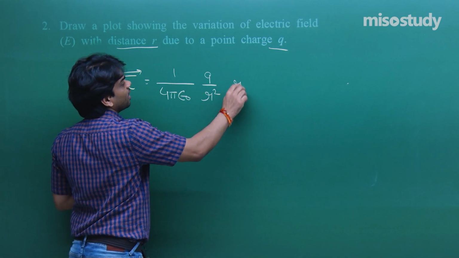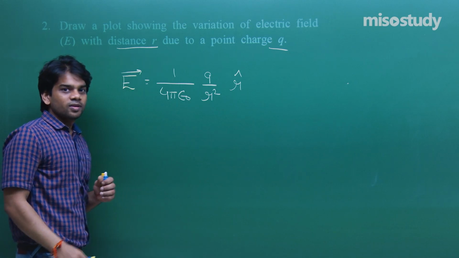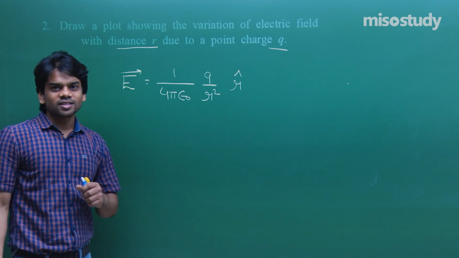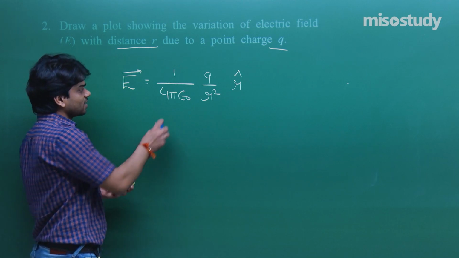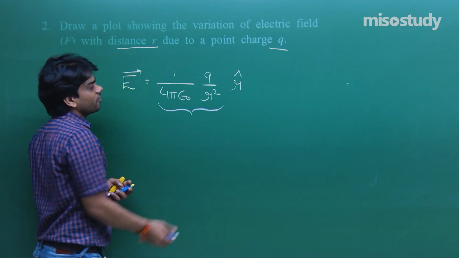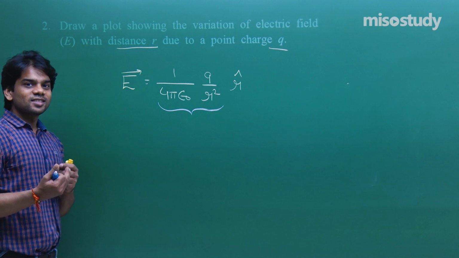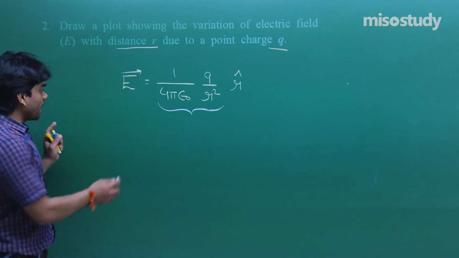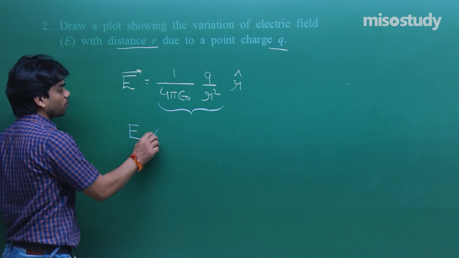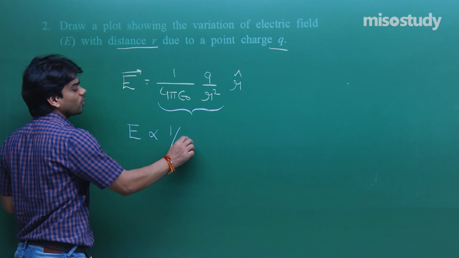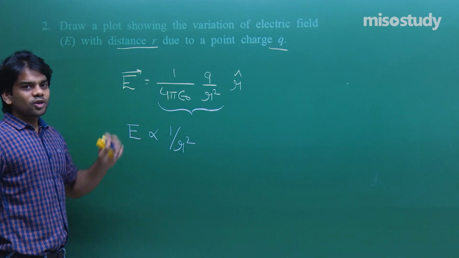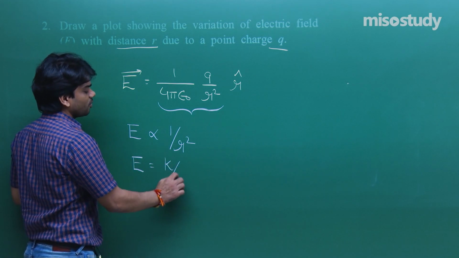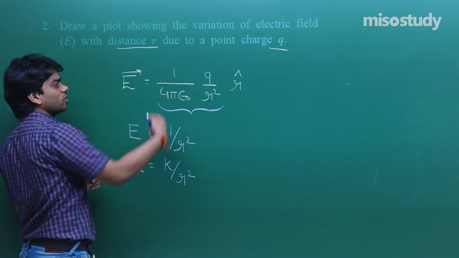and since I have mentioned a vector sign, I'll be using R cap. For a positive charge we are discussing, the electric field will be away from the positive charge. You see that this is an equation where the inverse of the square of the distance shows the variation of electric field with the distance. So I can write that electric field is proportional to 1 upon R squared. All the terms are constant. We can write E is equal to K by R squared, where K is all the rest of the constants I have used.